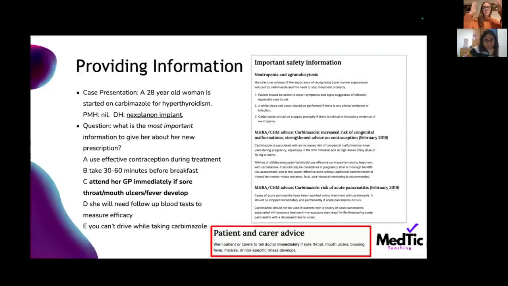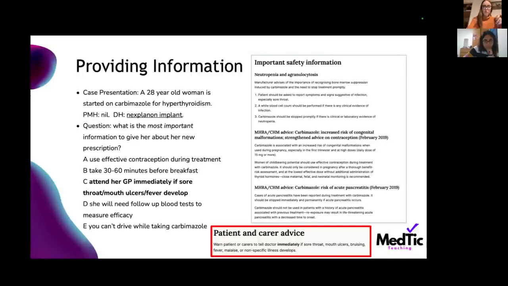So for carbimazole, when you click on the BNF, it has an important safety section, and it highlights 3 things that are very important, and it also has the same information as patient carer advice. So the safety information relevant to carbimazole is the neutropenia and agranulocytosis, which I've got here. There's also an increased risk of congenital malformations. However, this patient is already on effective contraception. So although we would obviously tell the patient all of this, the most important thing here is the neutropenia and the risk of sort of bone marrow suppression.